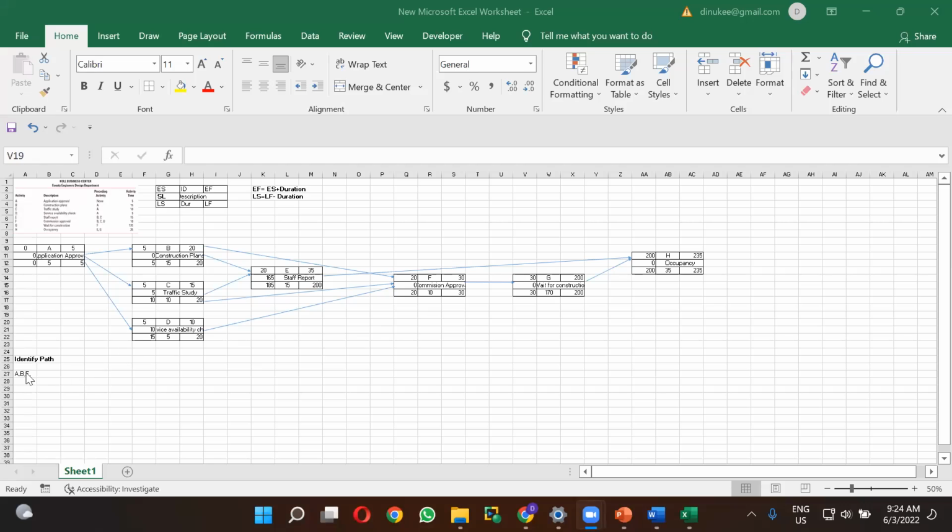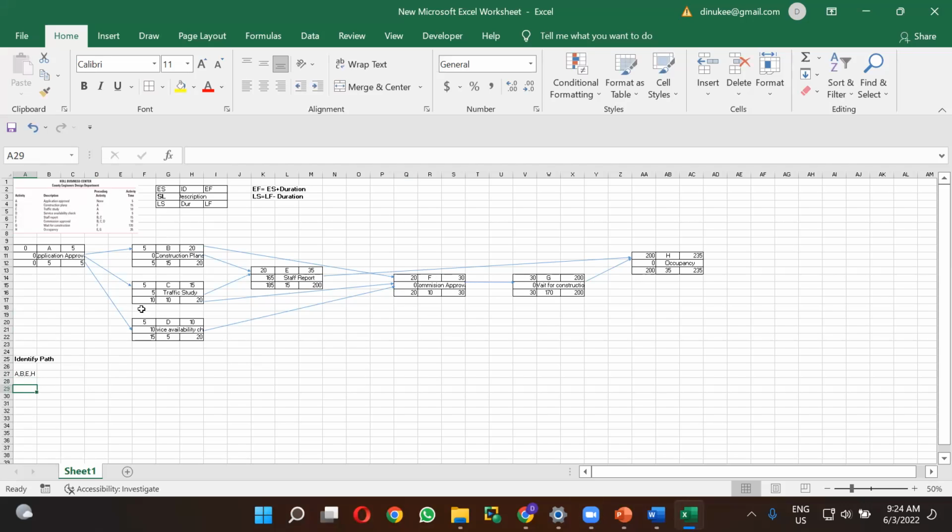So we will do it now. A, B, E, and H. The first path: A, B, E, and H. Right, that is the first path. So I will go for the second path.